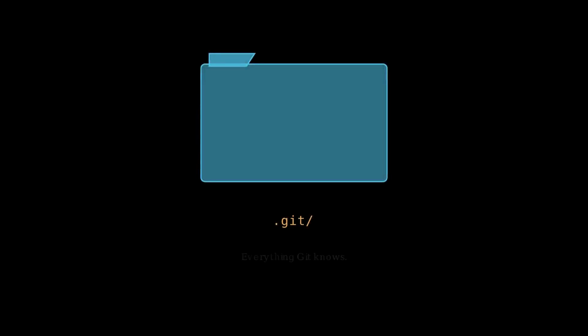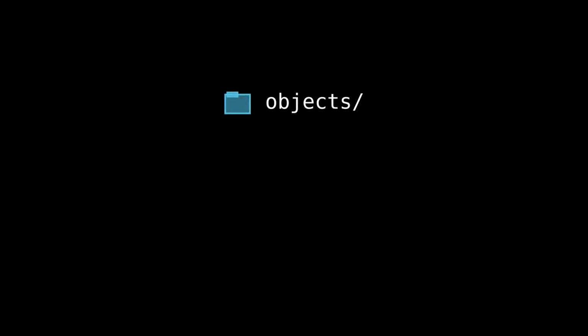Let's open it. This folder is the photo album. Every commit, every branch, every snapshot Git has taken of your project lives here. Inside .git, 3 things matter. Objects, where every snapshot is stored. Refs, where branch names live.